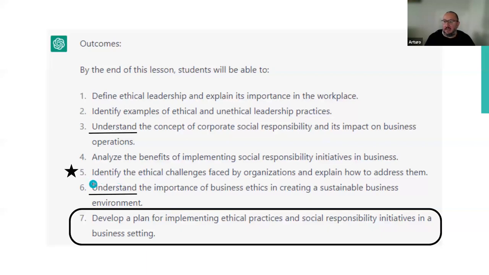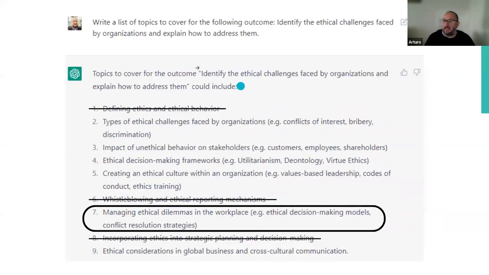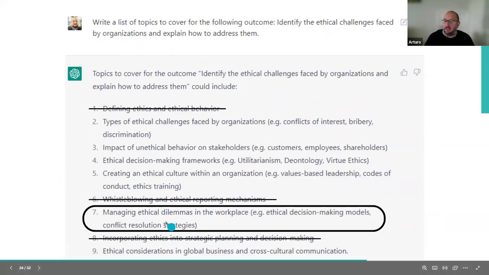So I decided I'm going to take this outcome, identify ethical challenges, and I want the model to then create a list of topics to cover that outcome, right? So identifying the ethical challenge. I prompted it to write a list of topics, and these are the topics that it came up with, these 9 topics.